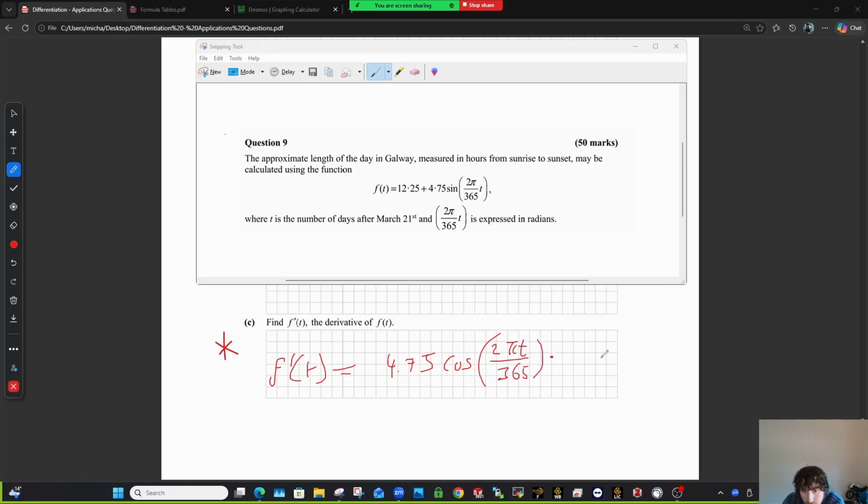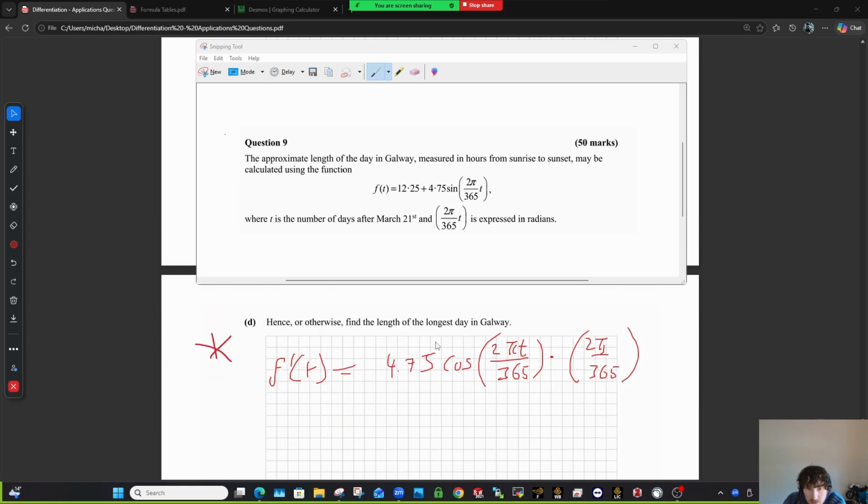And then we multiply by the derivative of the inside, which is 2 pi over 365. Okay, and yeah, you could tidy it up if you want, or you could just leave it like that. Hence or otherwise, find the length of the longest day in Galway. So what you've got to do here, pause the video, obviously, give it a go.